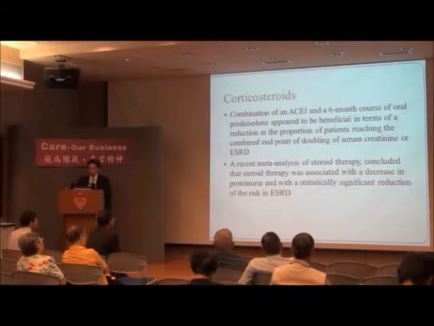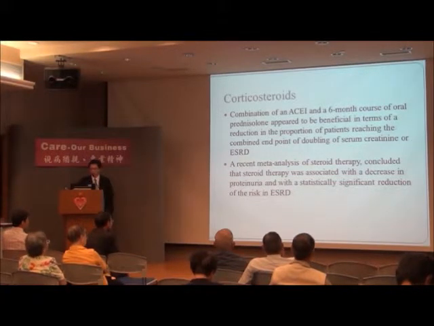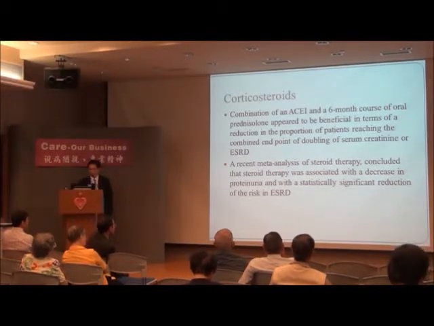The combination of ACE inhibitors and a 6-month course of oral prednisolone appears to be beneficial in terms of a reduction in the proportion of patients reaching the combined endpoint of doubling of serum creatinine or end-stage renal disease. And a recent meta-analysis of steroid therapy concludes that steroid therapy was associated with a decrease in proteinuria and with a substantially significant reduction in the risk of end-stage disease in IgA nephropathy.